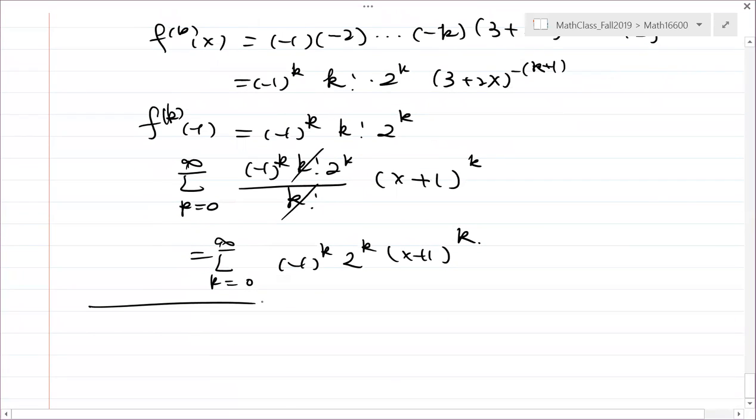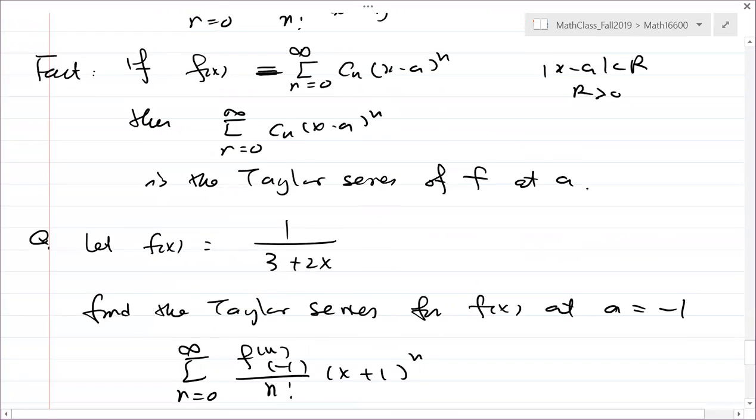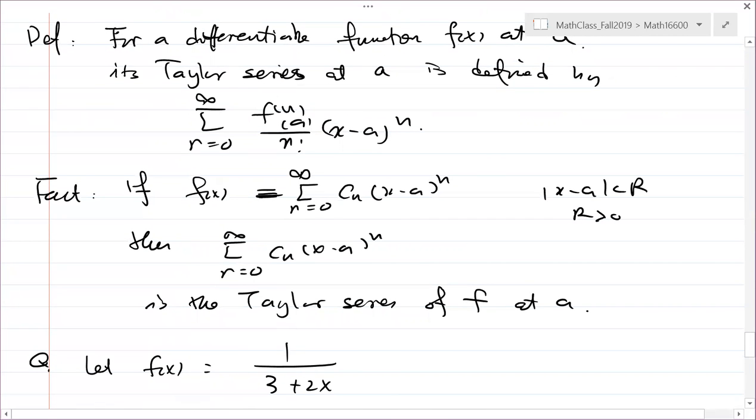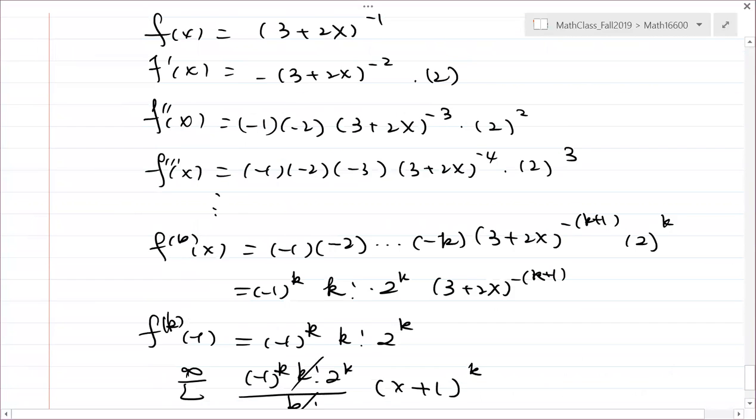So I'm trying a different way, using the fact I listed under the definition. If the function is equal to a power series around a, then that power series is just the Taylor series representation, because we already proved that the c_n must be given by this formula. That's the reason. Then you have this. That's why this is going to be the Taylor series. Okay, so let's try this.